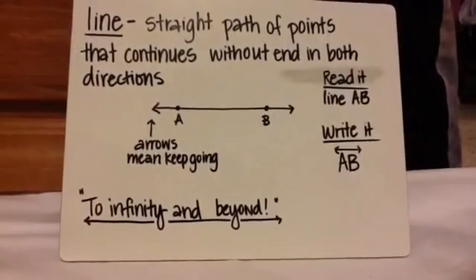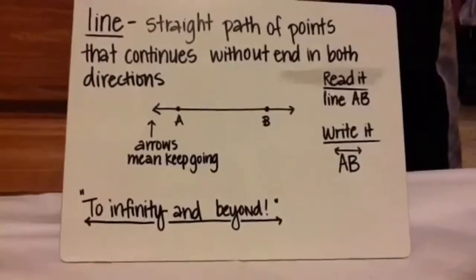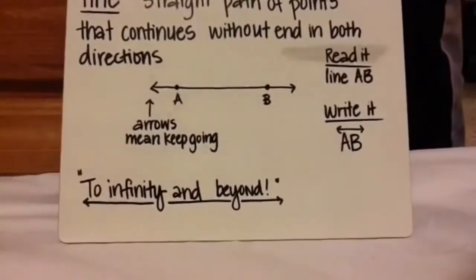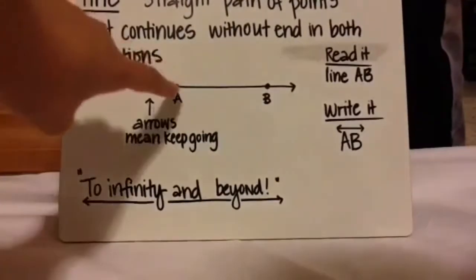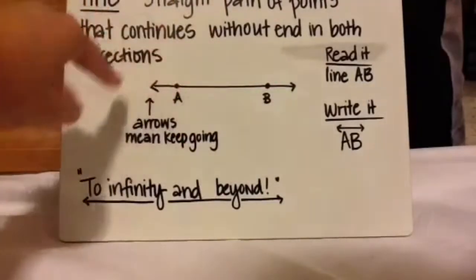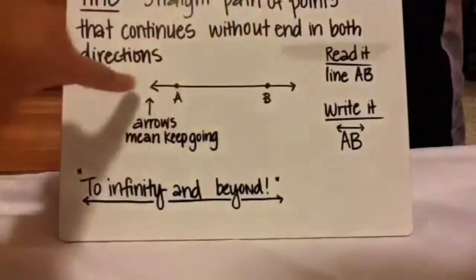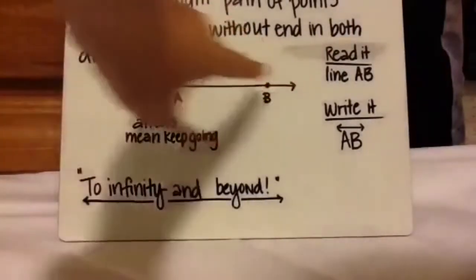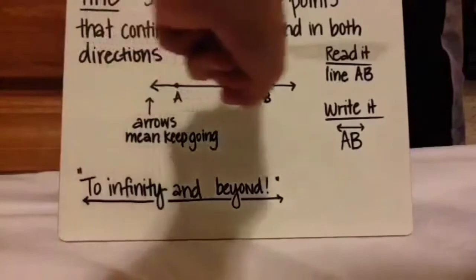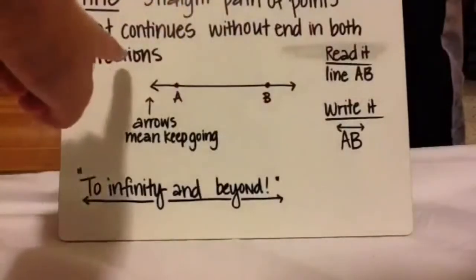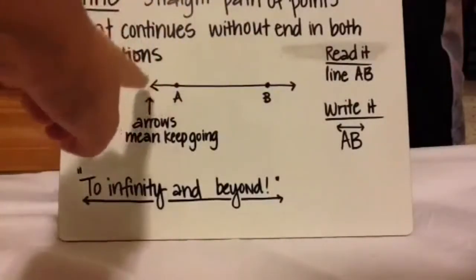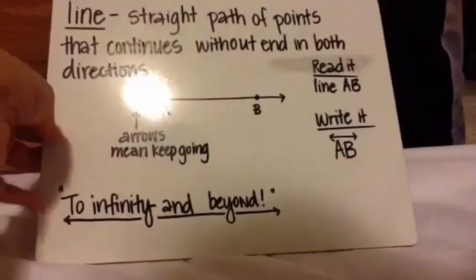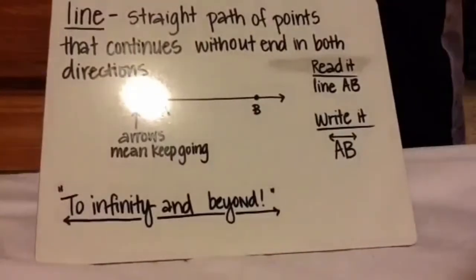The next thing we're going to learn about is what is a line. A line is a straight path of points that continues without end in both directions. So if you have 2 points, there is a line that can go through them, and there will be arrows at the end. The arrows mean that it keeps going, because the definition says without end in both directions. So if you're trying to show that this is a line, it has to have arrows on both sides. If it doesn't, then it's actually going to be considered something else.